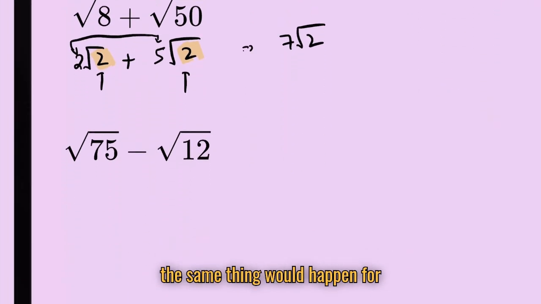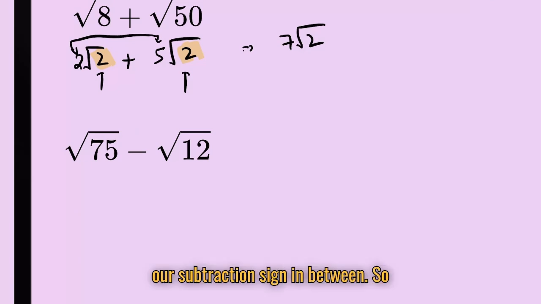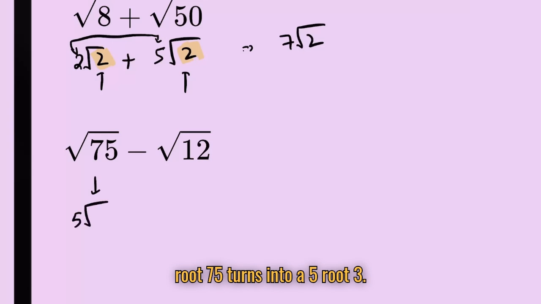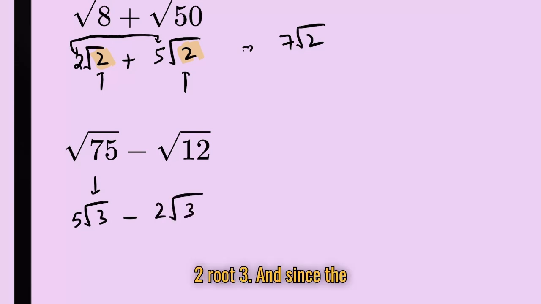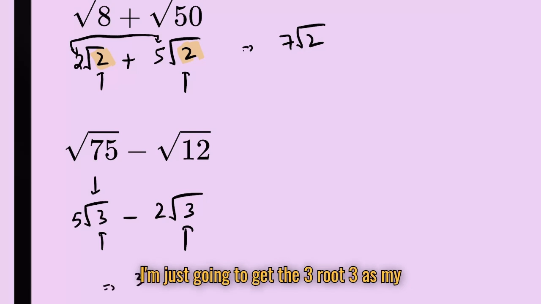And then the same thing would happen for a subtraction sign in between. So root 75 turns into 5 root 3, subtract root 12, which changes to 2 root 3. And since the values under the root are the same, I'm just going to get 3 root 3 as my answer.